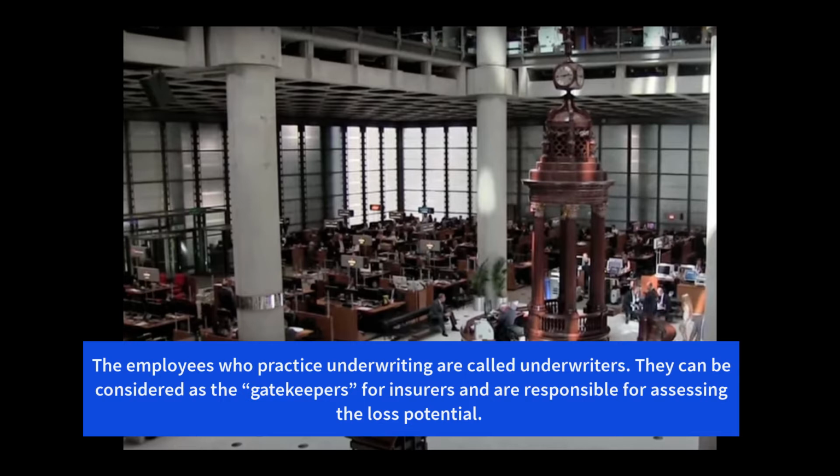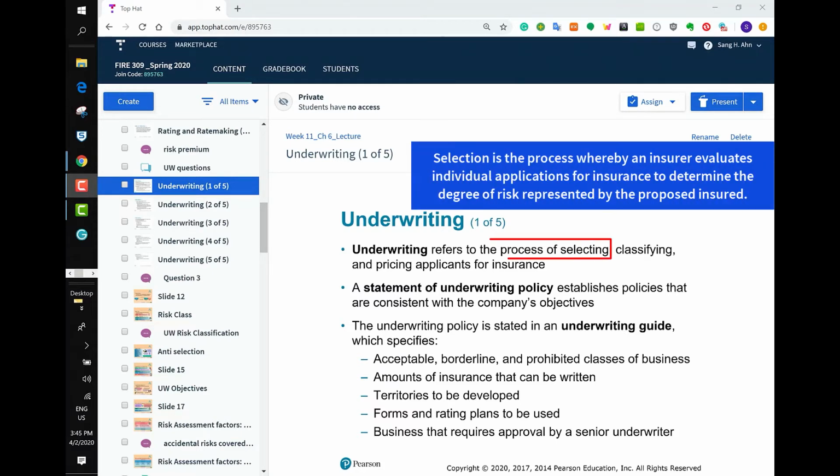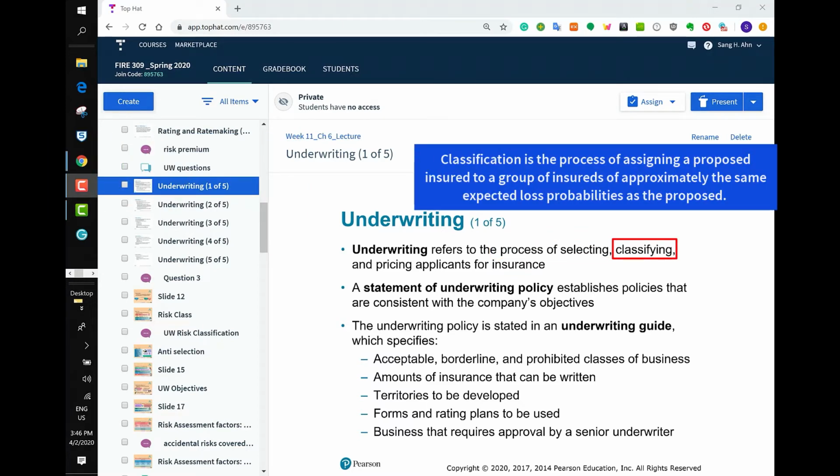They can be considered the gatekeepers for insurers and are responsible for assessing the loss potential. Underwriting refers to the process of selecting, classifying, and pricing for insurance. Selection is the process whereby the insurer evaluates individual applications to determine the degree of risk. Classification is a process of assigning a proposed application to a group of applications of approximately the same expected loss probabilities as the proposed.